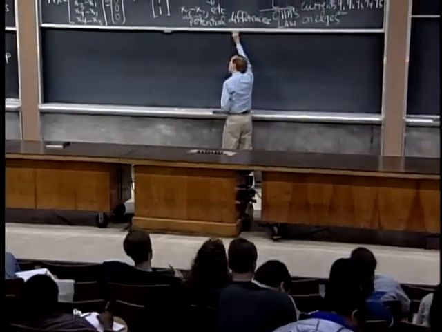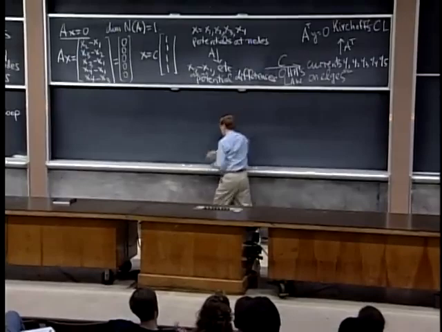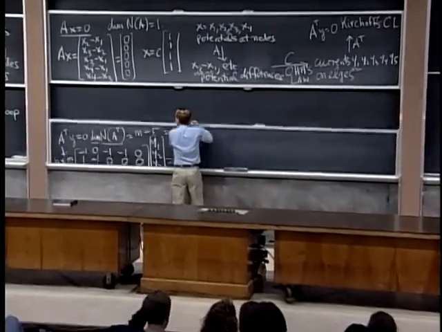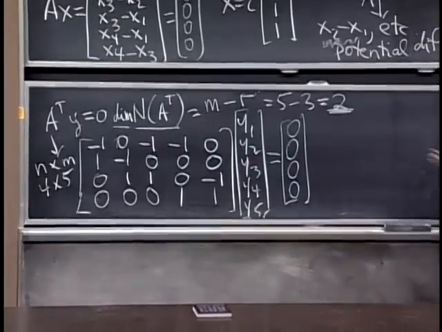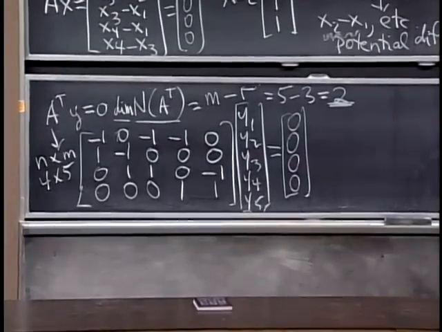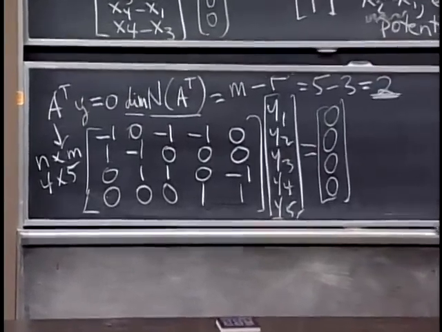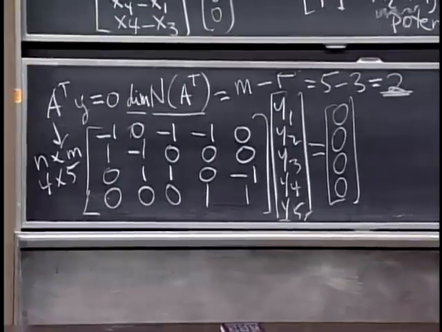Wait a minute, where did it go? Here it is. Okay. Null space of A transpose. We know what its dimension should be. Let's find out. Tell me a vector in it.